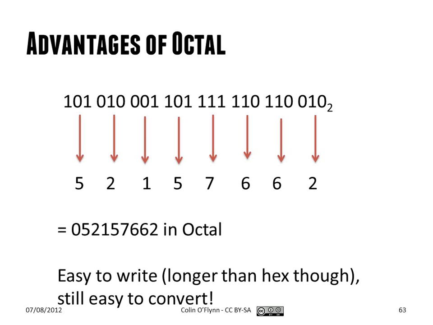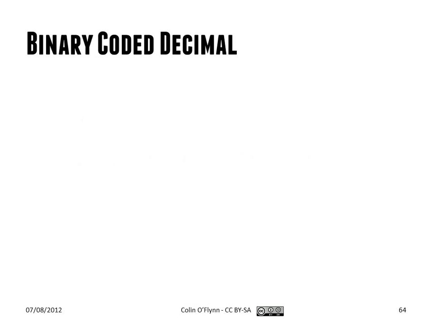Same thing for octal, except you're just converting 3 bits at a time. Octal, again, it's very easy to convert back and forth between binary and this octal notation. Hex is now far more popular. You won't run into octal very much, to be honest.